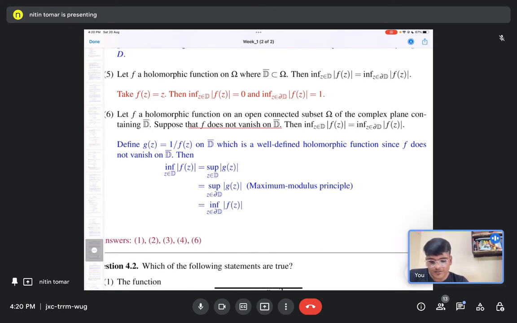So if f does not vanish on D bar, I can construct 1 upon f(z), right? It is well defined. The only points of problem, or mathematically we say the only points of singularities, are where f(z) can be 0, because then 1 upon 0 will not be defined. So if g(z) is 1 upon f(z) on D bar and f does not vanish, what does it mean? It means f(z) is never 0.